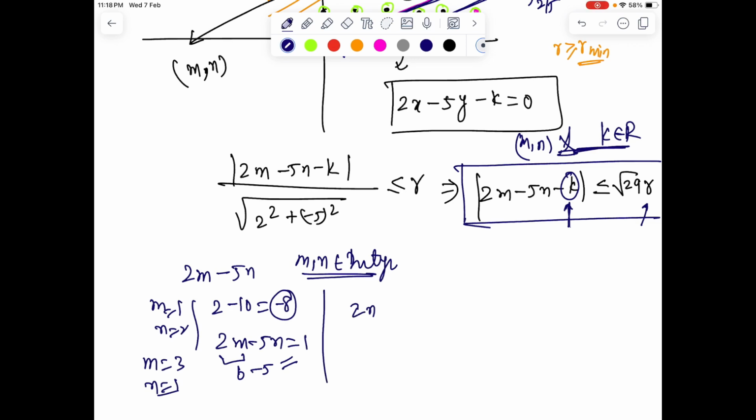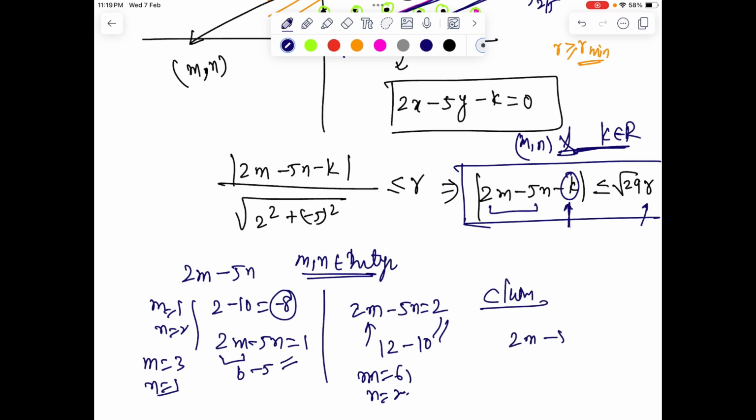Of course, 6 minus 5 can give it, so m is 3 and n equals 1. Let's experiment more. Can we get a value of 2? Because we need to have control on this expression, 2m minus 5n. 2 will come from what? 6 minus 4, that's not possible. 10 minus 8, that's not possible. 12 minus 10, 12 minus 10 is 2, right? So m is 6 and n equals 2.